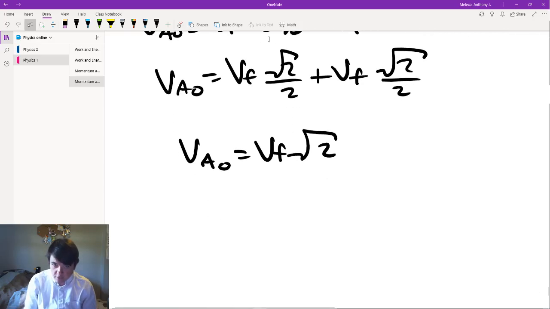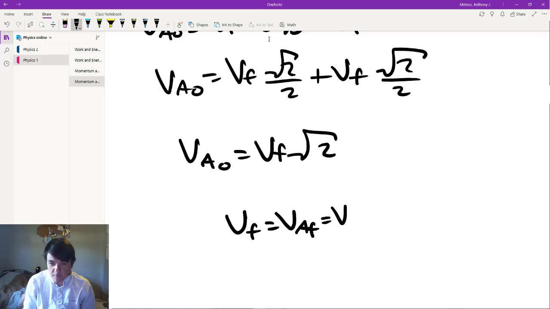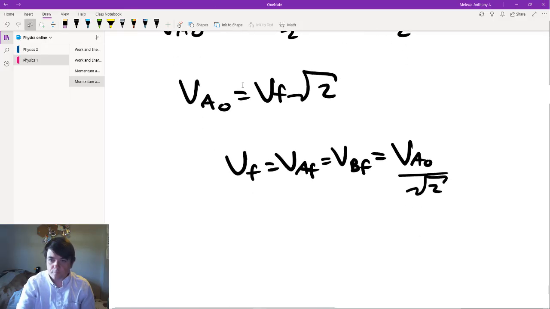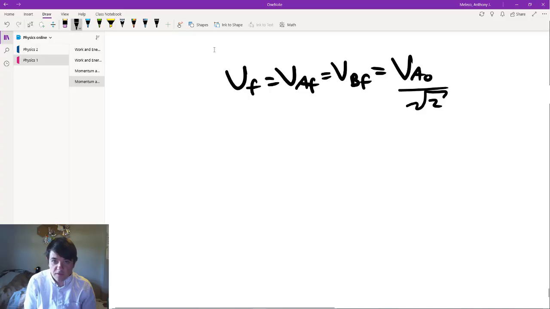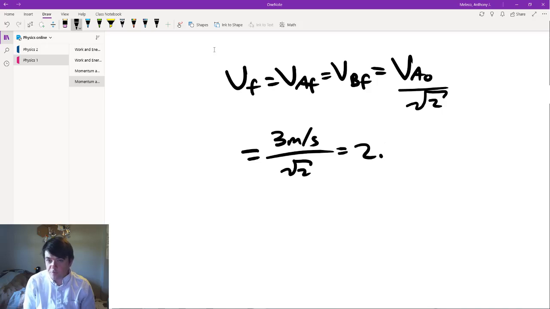So now V final, we can finally solve for it. V final, which equals VAF equals VBF, right? They were the same, is the initial velocity over root 2, sorry. We need to divide that over. So this equals 3 meters per second over root 2 equals 2.1 meters per second.